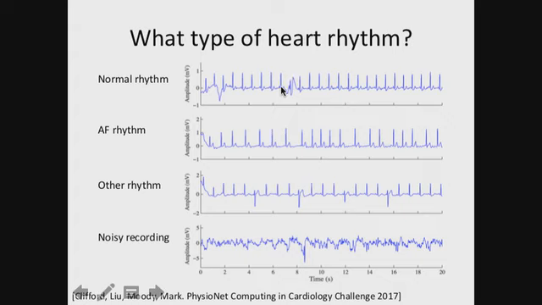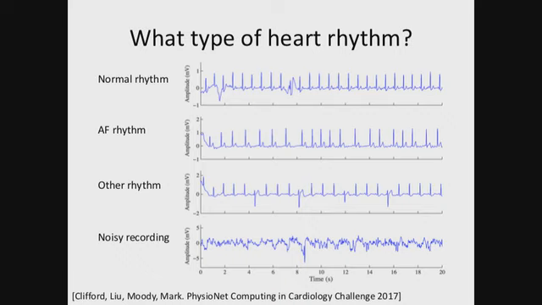So this is a normal rhythm, which is also called a sinus rhythm. And over here, this is an example of one patient who has atrial fibrillation. This is another type of rhythm that's not atrial fibrillation but is abnormal. And this is a noisy recording, for example, if a patient doesn't really have their two fingers very well put onto the two leads of the device. So given one of these signals, can we predict which category it came from? If you looked at this, you might recognize that they look a bit different, right?